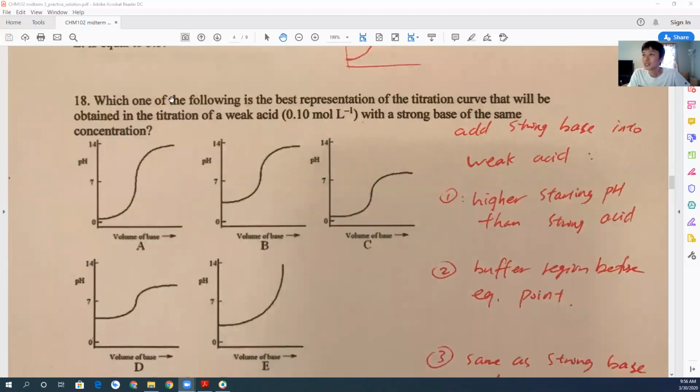So you can see the starting pH is relatively higher. This one would be the strong acid and strong base. Comparing the relative starting pH, this is higher, so that must be a weak acid, and then you titrate it with the strong base. In this figure, the equivalence point is about here, so it is greater than 7. So this will be the titration curve between the weak acid and the strong base.